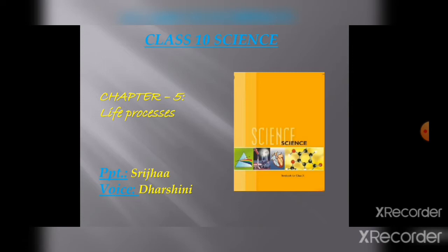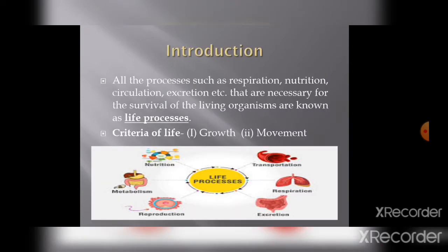In this session, we are going to see class 10 biology chapter 5, life processes. Life processes are the processes necessary for the survival of living organisms, such as respiration, nutrition, circulation, excretion and so on. Here in this picture you can see the life processes and the types. Transportation, which is the circulatory system, respiration, the respiratory system, excretion, the excretory system, reproduction and metabolism, and nutrition, which is the digestive system.